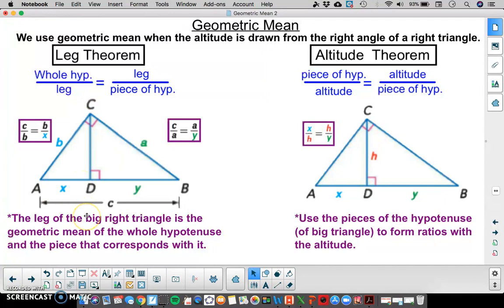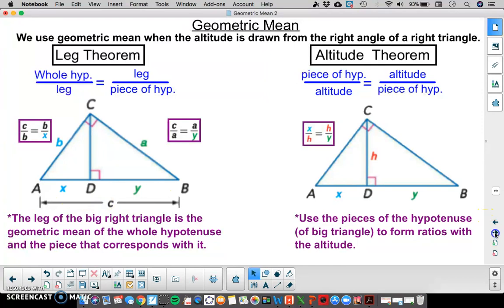The leg of the big right triangle is the geometric mean of the whole hypotenuse and the piece that it goes with. The leg of the big right triangle, A, is the geometric mean of c and y. B is the geometric mean of c and x.